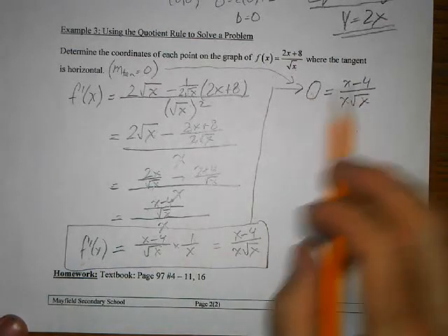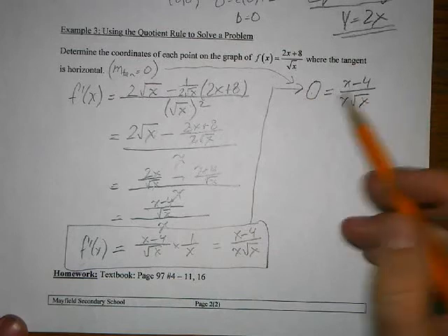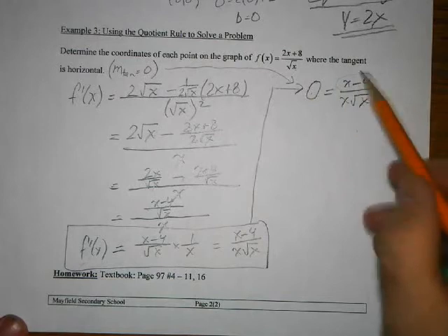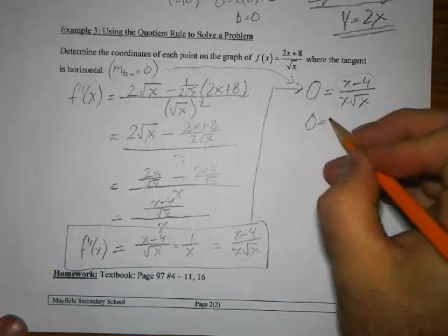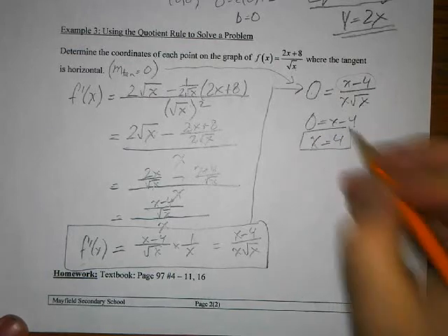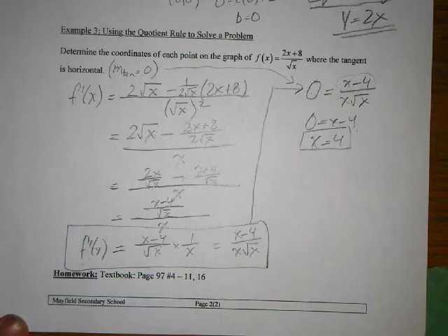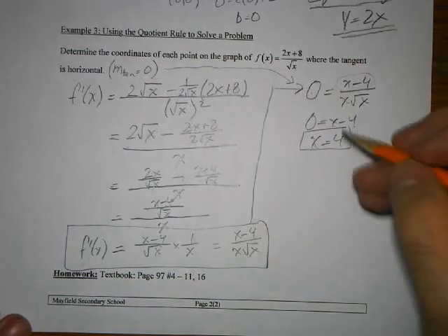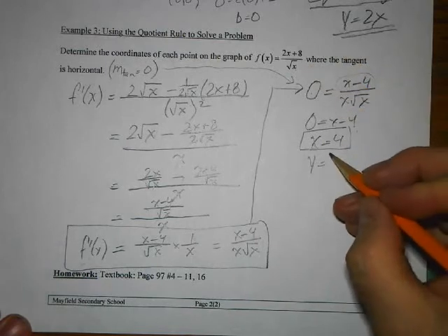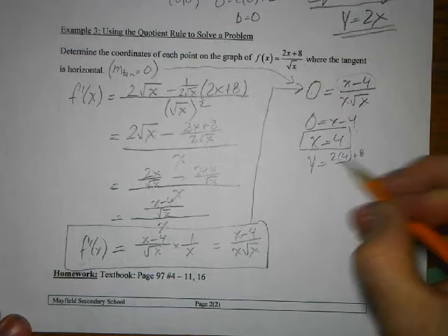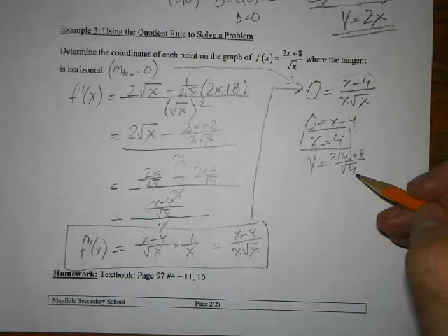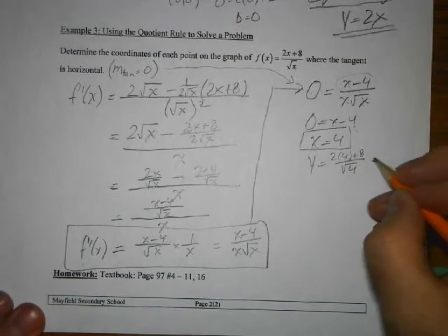So if I get an equation like this, you may remember this from advanced functions. If you have an equation like this equal to 0, well, that just means the top is equal to 0. So 0 equals x minus 4, so therefore x equals 4. So that's your x coordinate. It means there's only one point that has a horizontal tangent. And if you plug in x equals 4, so that's going to be 2 times 4 plus 8 over root 4. So that's 8, 16 over 2. That's going to be equal to 8.